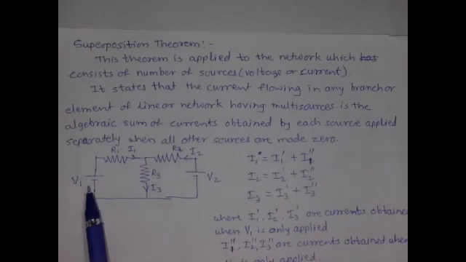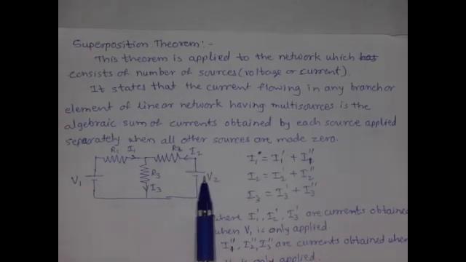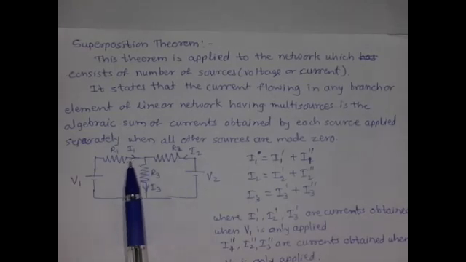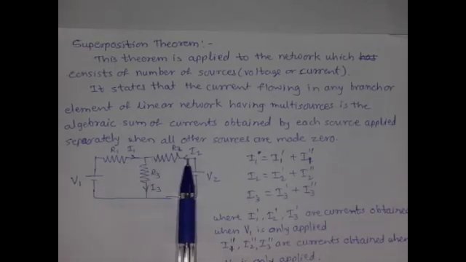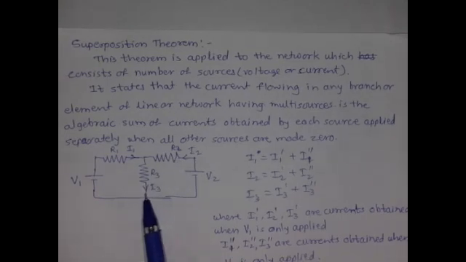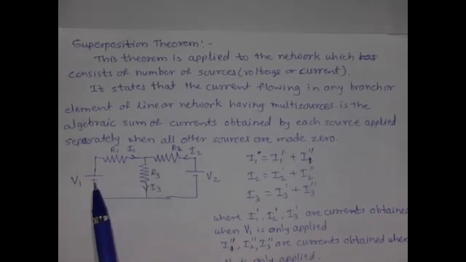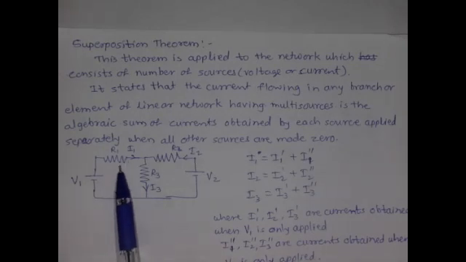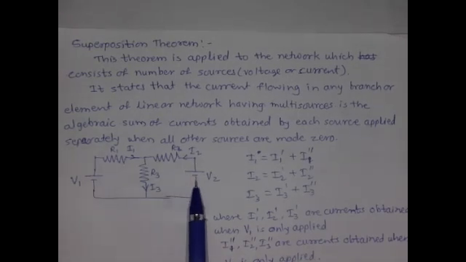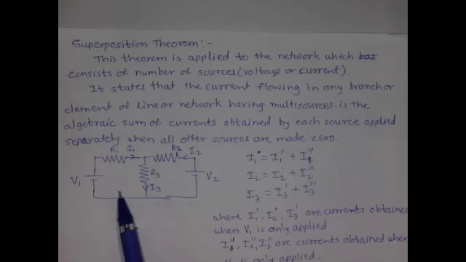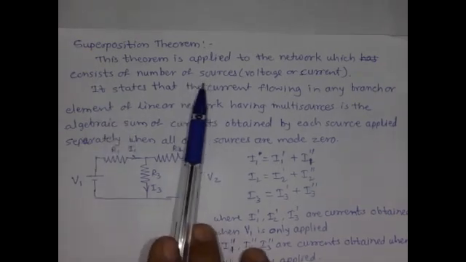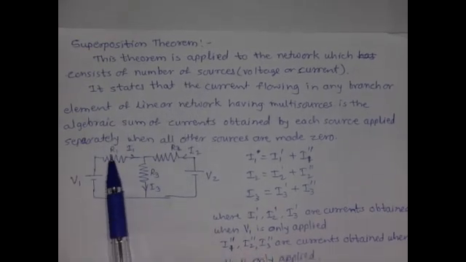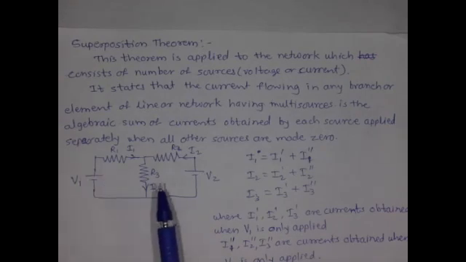Here one source is V1 and another source is connected as V2. Now, when both are acting, the current components are represented as I1, here I2, and here I3. But when we have to find out the current flowing through this R1, it is because of V1 and because of V2, then we have to make the summation, or we have to make use of this superposition theorem. That is, the current flowing through this R1 because of V1 and because of V2 that we have to find out.